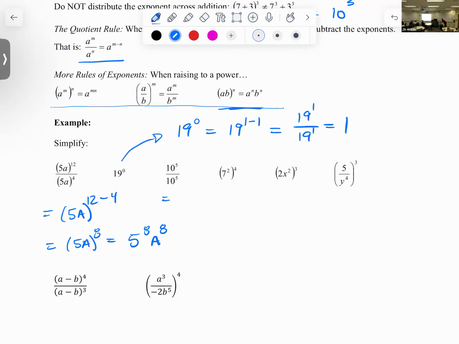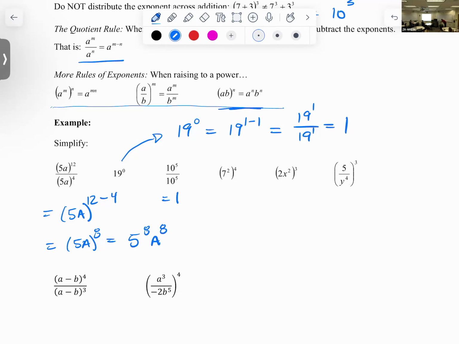Similarly, 10 to the 5th all over 10 to the 5th is 1. It's the same thing over itself. Just because we're writing that complicated doesn't mean it is complicated. Anything divided by its exact self.